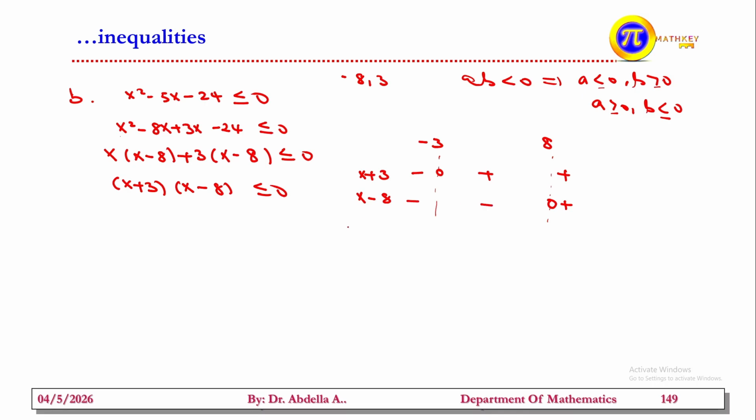Then finally take their product. That means x plus 3 times x minus 8. We take this, negative times negative, it is positive. 0 times negative, it is 0. Here is positive times negative, it is negative. Here is positive, here is 0, their product is 0.